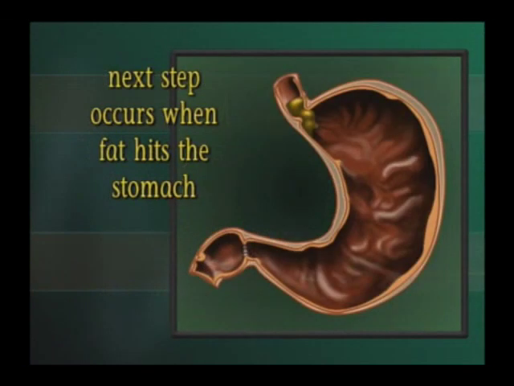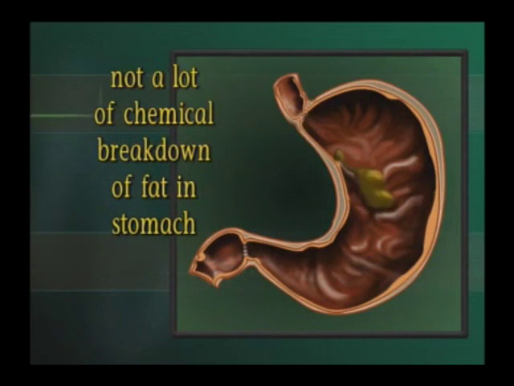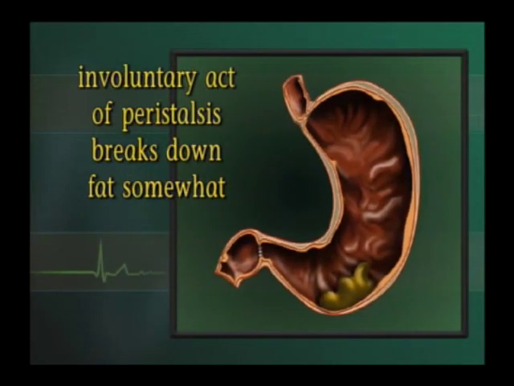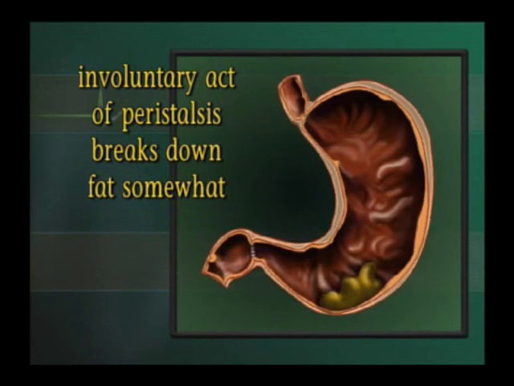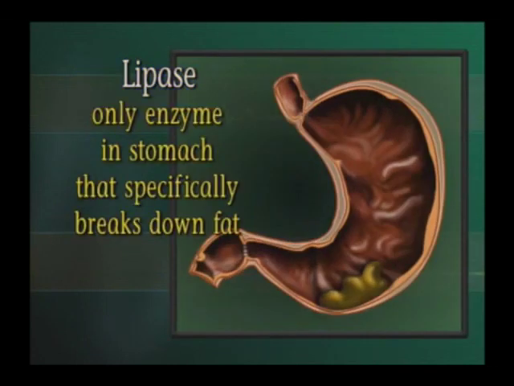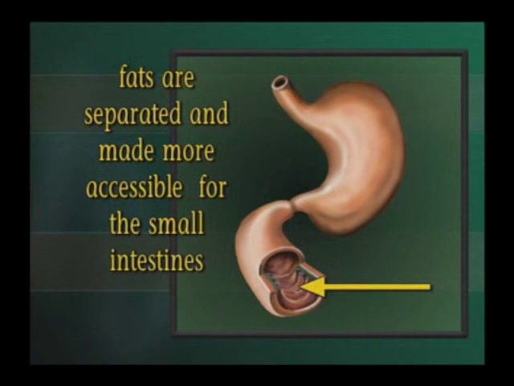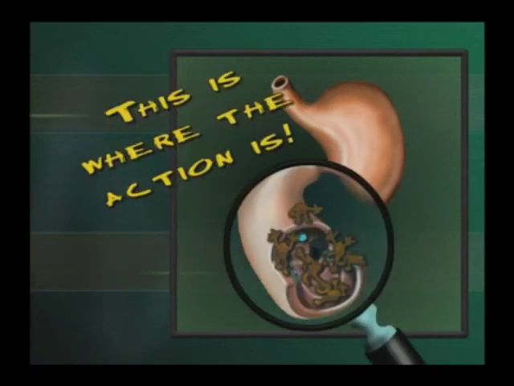The next step in the fat digestion process occurs when the fat hits the stomach. There isn't a whole lot of chemical breakdown of fat in the stomach either. The involuntary act of peristalsis, involuntary muscle contractions, breaks down the fat somewhat. Lipase is the only enzyme in the stomach that specifically breaks down fats. It works on butterfat. While other nutrients of the food mix are broken down by enzymes, fats are separated and made more accessible for the small intestine, which is where the real action is.